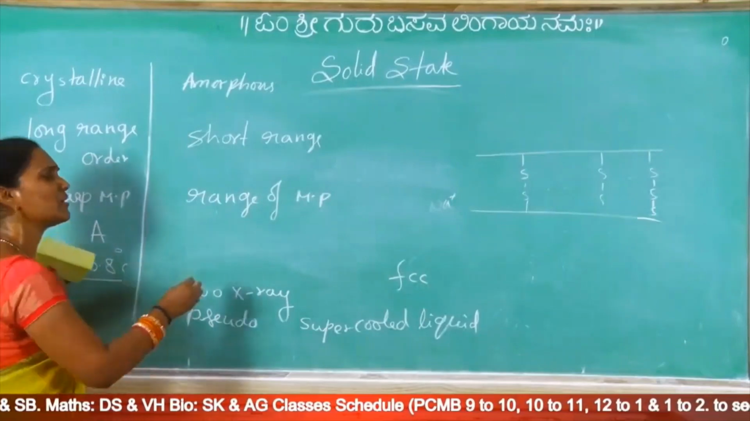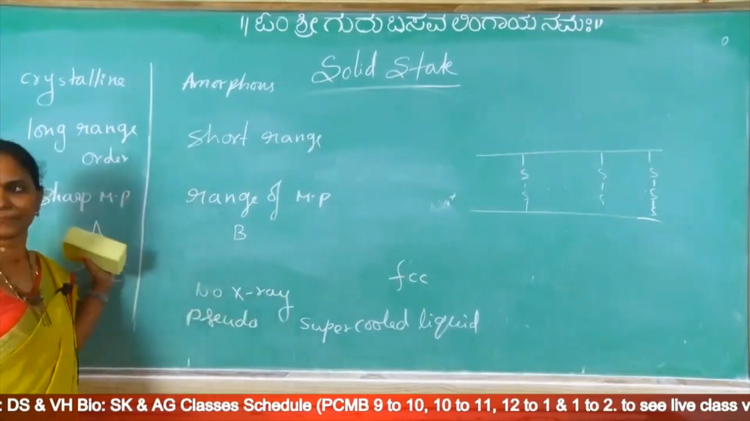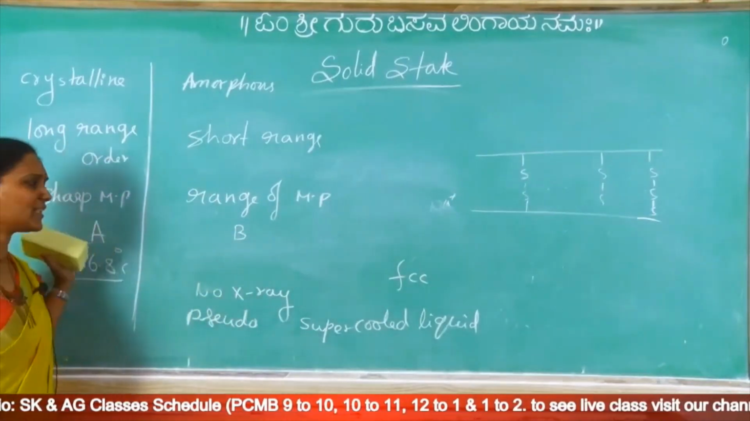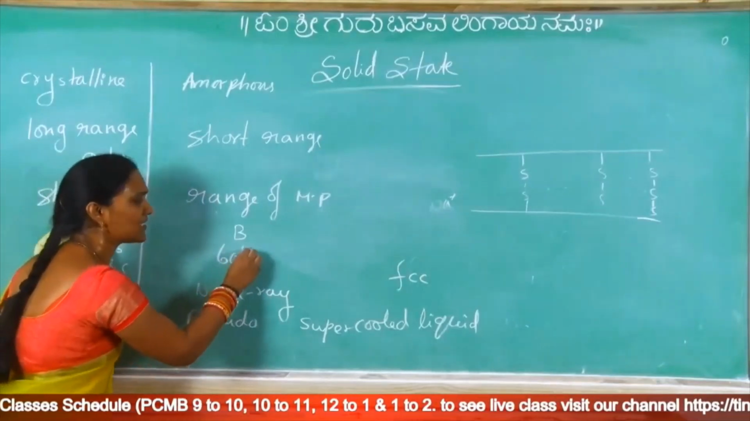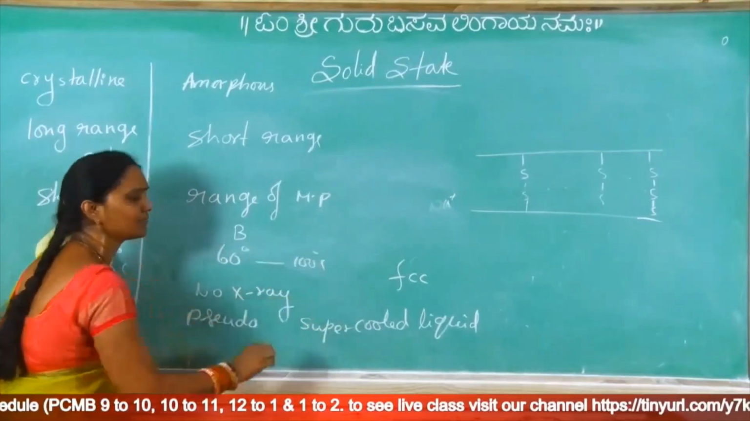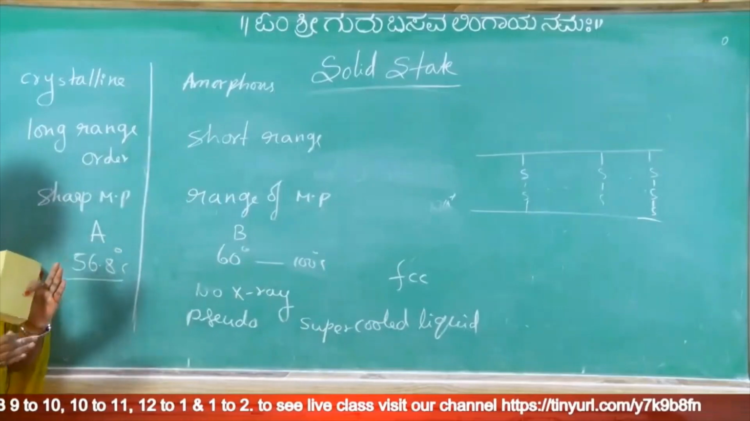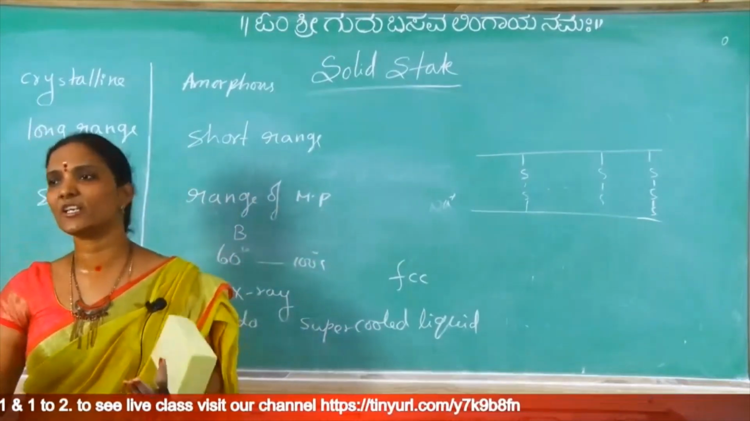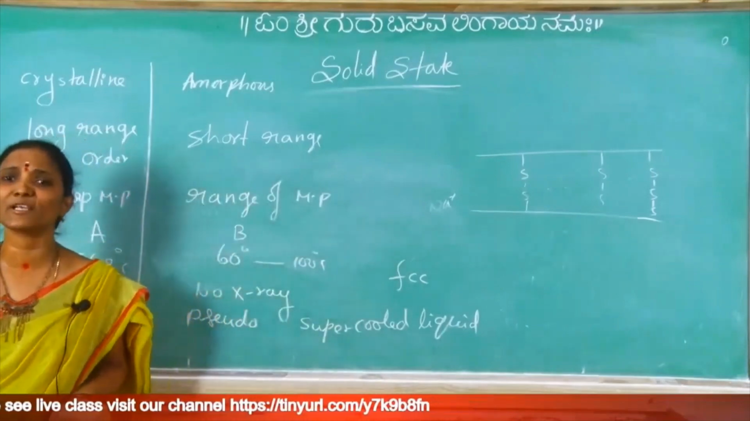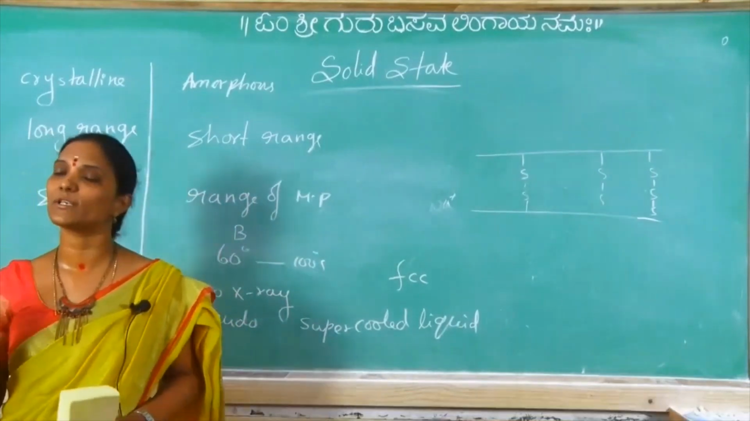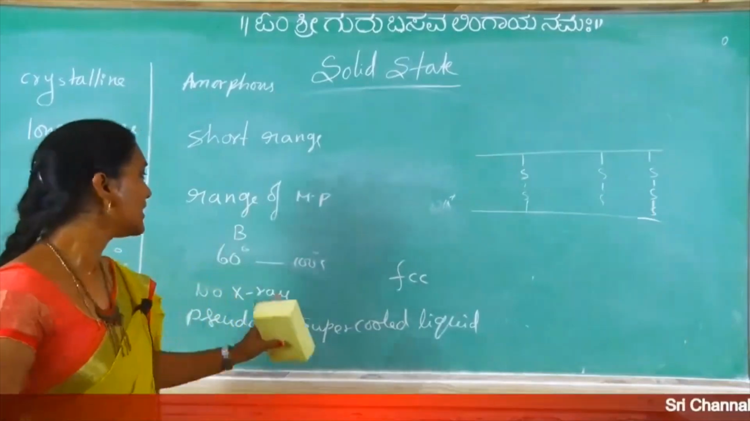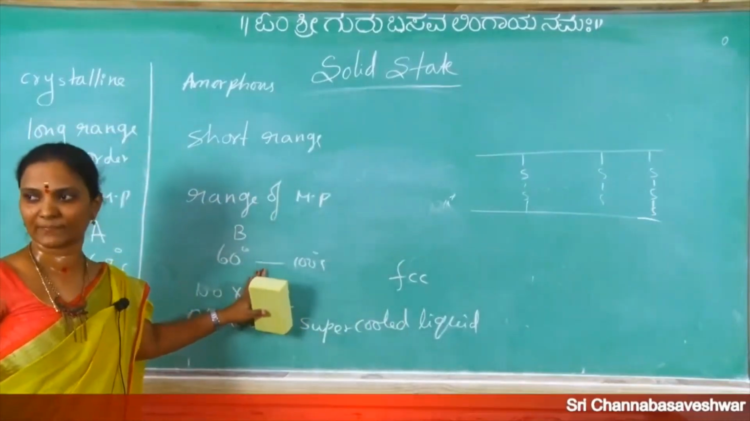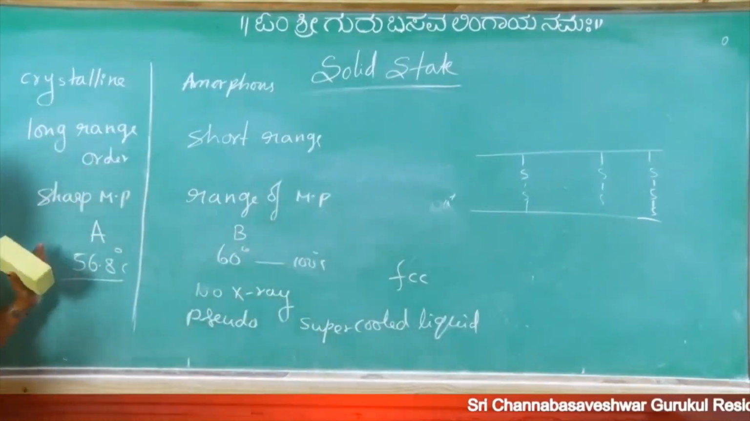But amorphous solid, for example solid B, the amorphous solid, its melting point is 60 degrees to 100 degrees centigrade. Like this we are giving it in brackets; given like this, its melting point means there is a range. In this range anywhere melting takes place because there is no regular arrangement. So because of irregular arrangement here there is a range of melting point, and because of regular arrangement here there is a sharp melting point.